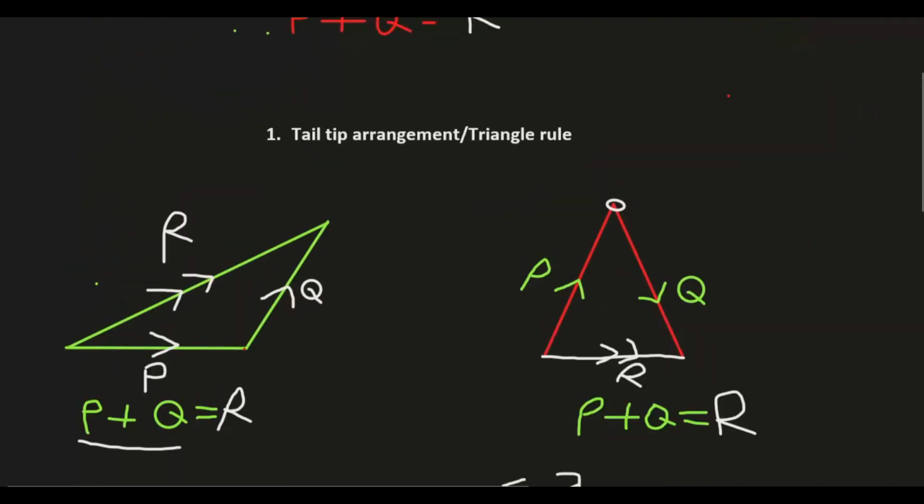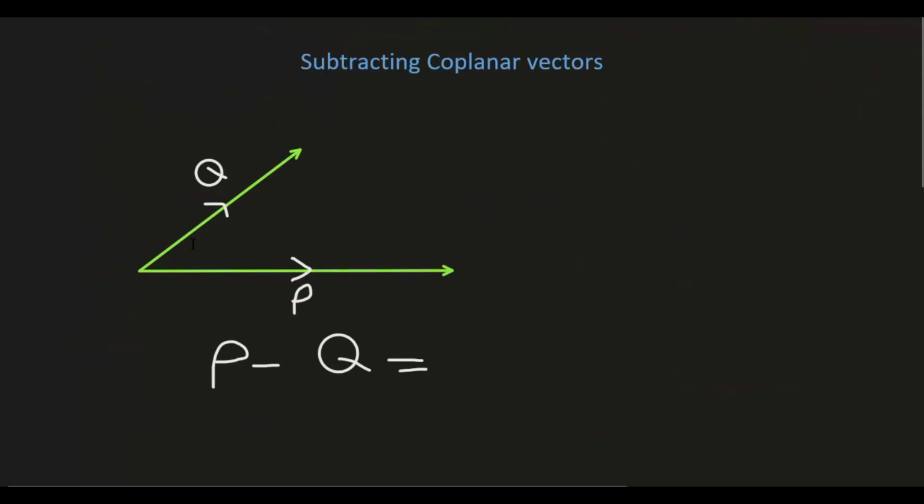Let's see subtracting vectors now. Well, subtracting vectors is like a myth. We will use the addition rules to subtract vectors. Let's see how. For example, we have vectors like this, right? So this is Q and this is P. But I want P minus Q. So just something I discussed before: if this direction is positive, then definitely this direction is negative, right?